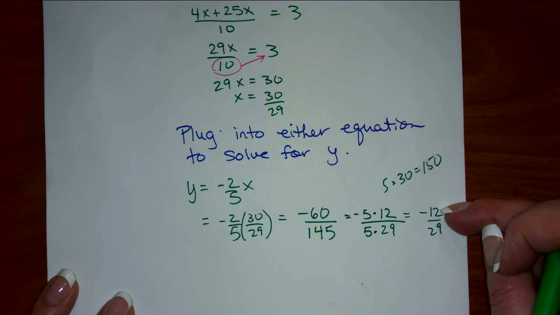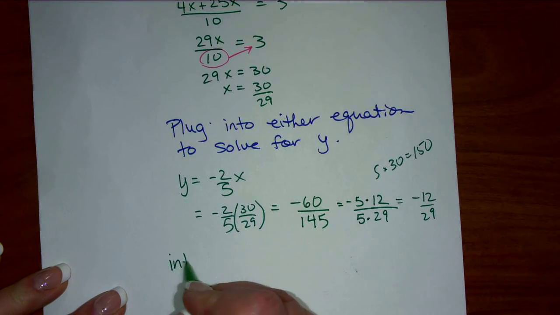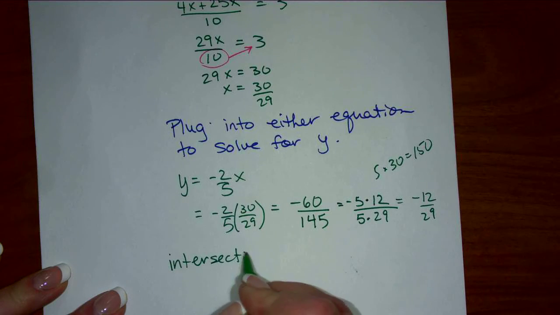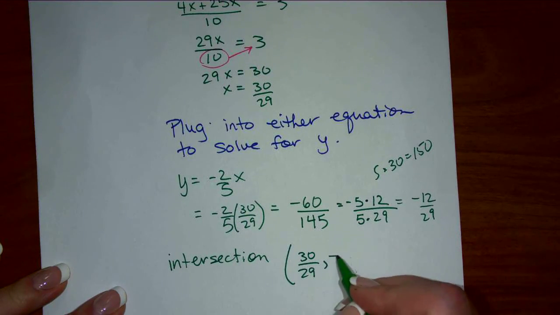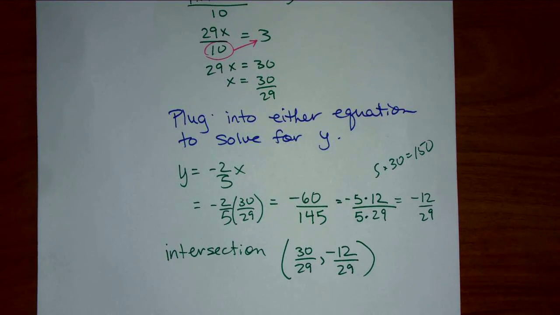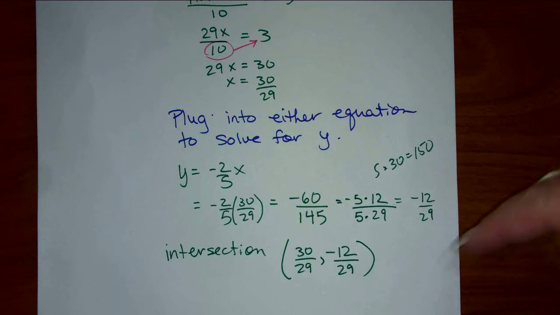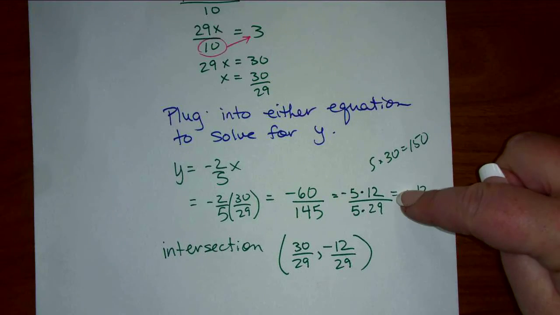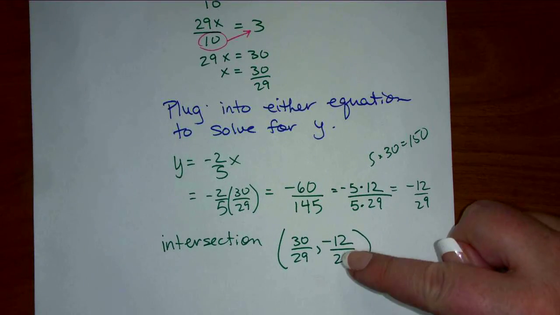Okay, so what's our intersection point? 30 over 29, comma, negative 12 over 29. Now, does that look about right on our graph? Probably. So when you're finding the intersection point, that's section 2.3. We started in 2.2 and we ended the question in 2.3. So for 2.3 on Wednesday we're just going to do lots of intersection points, different methods.